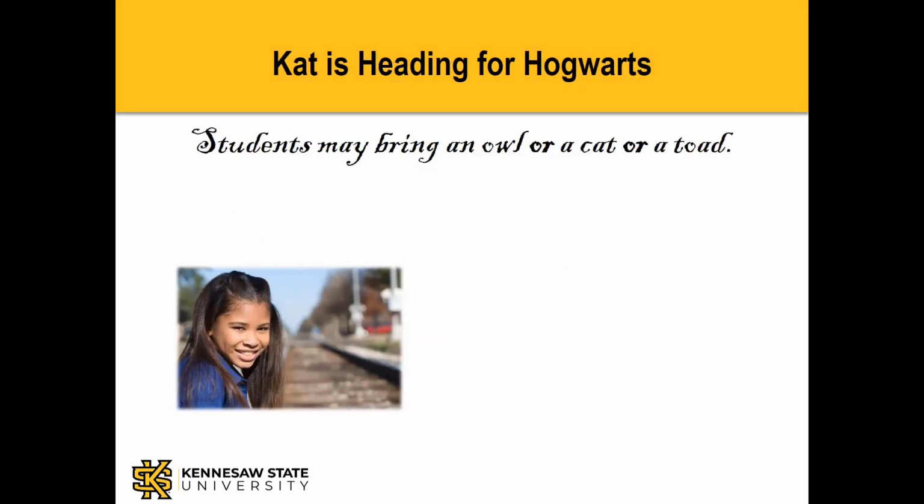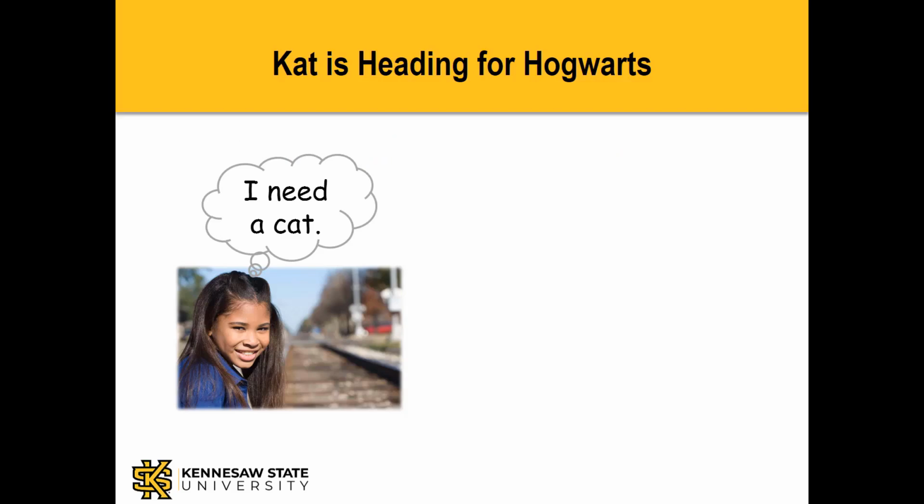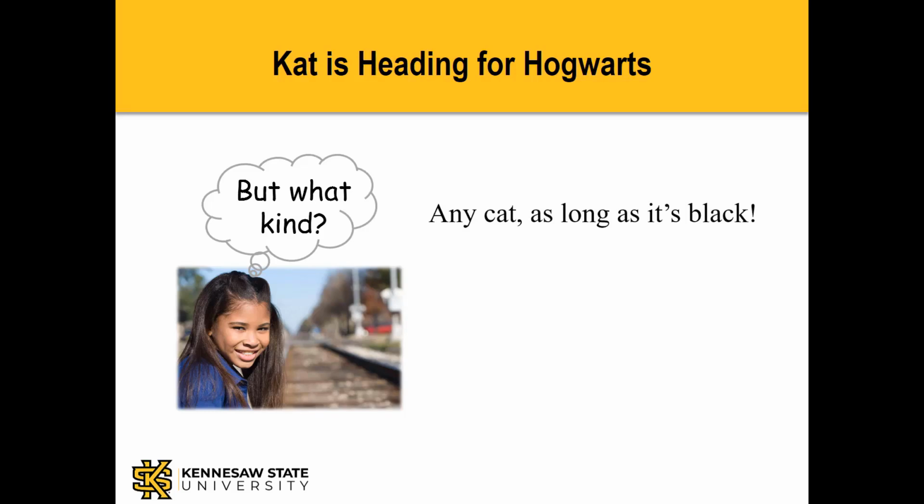Right now, I want to introduce my friend Kat, short for Catherine. Kat has just gotten her Hogwarts acceptance letter and she's very excited. The letter says students may bring an owl or a cat or a toad. Kat has never heard of a girl having a toad for a pet and she thinks an owl might be a lot of trouble. So Kat needs a cat. But what kind? Well, Kat will take any cat as long as it's black. She's a witch, right? She's going to Hogwarts.